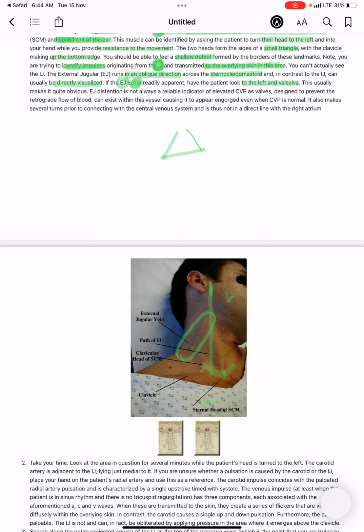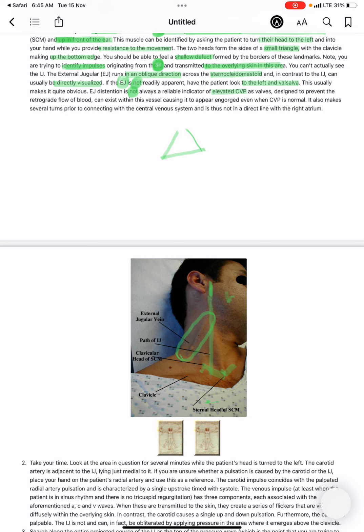External jugular distension is not always an indicator of elevated central venous pressure, as valves designed to prevent the retrograde flow of blood can exist within this vessel, causing it to appear engorged even when central venous pressure is normal.